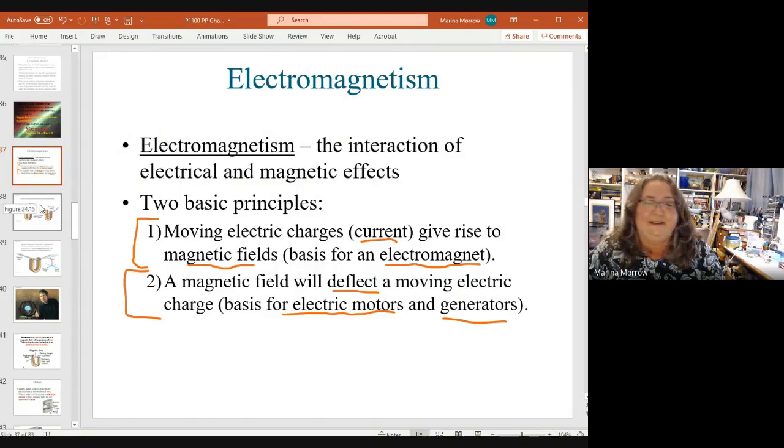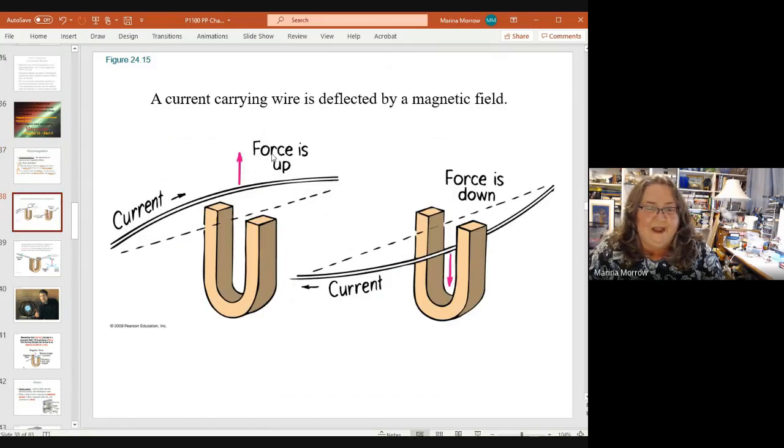Okay, so let's go look at this deflection that occurs. Here we have a magnet, and let's say it's got a north and a south. So it's got a magnetic field moving across, from the north to the south. And the idea is, what if you had a current through a wire that is in that magnetic field?